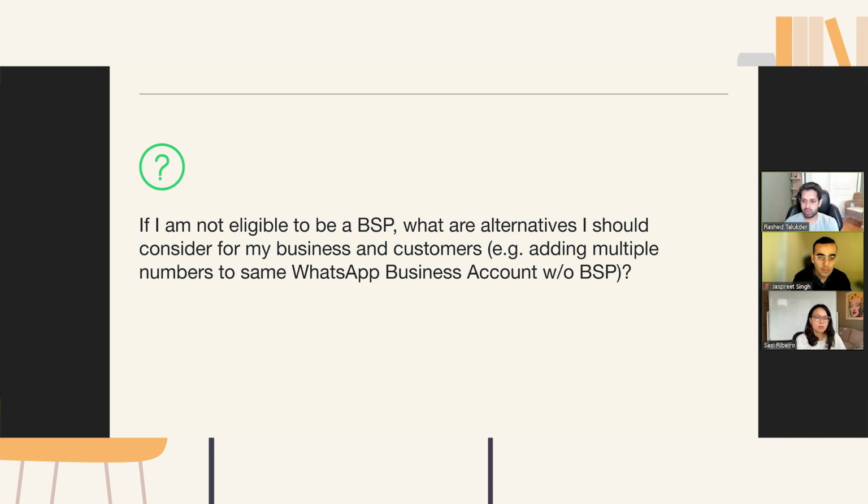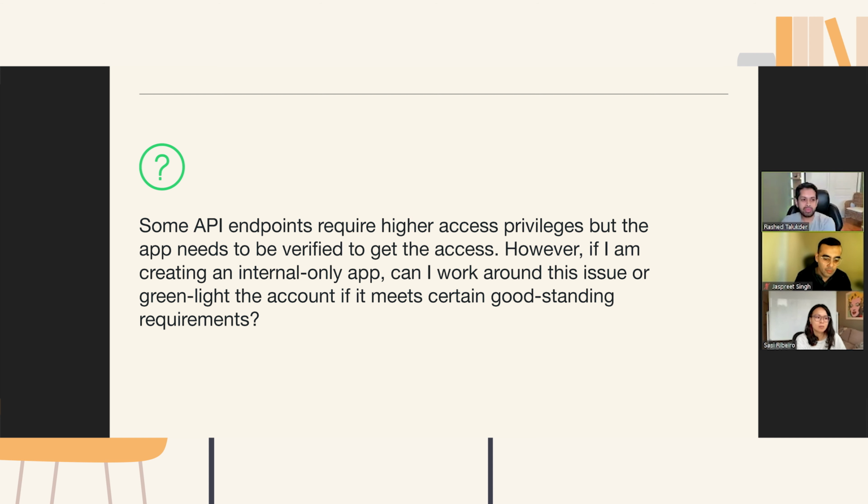All right, so next question we've got. Some API endpoints require higher access privileges, but the app needs to be verified in order to get the access. However, if I'm creating an internal only app, can I work around this issue or greenlight the account if it meets certain good standing requirements?